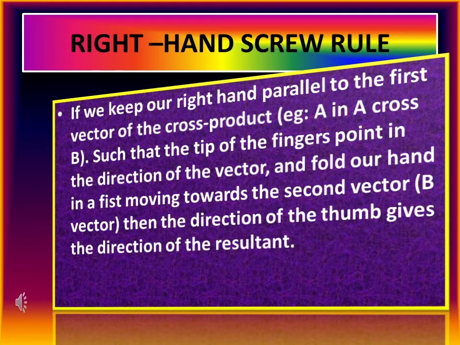The vector product will be a vector. And how to determine the direction of the resultant vector? Using the right hand screw rule, we can find the direction of the resultant vector. If we keep our right hand parallel to the first vector of the cross product, such that the tips of the fingers point in the direction of the vector, and fold our hand in a fist moving towards the second vector, then the direction of the thumb gives the direction of the resultant.